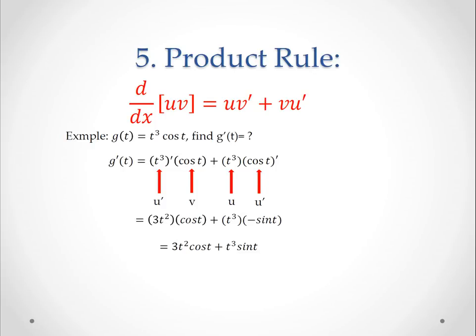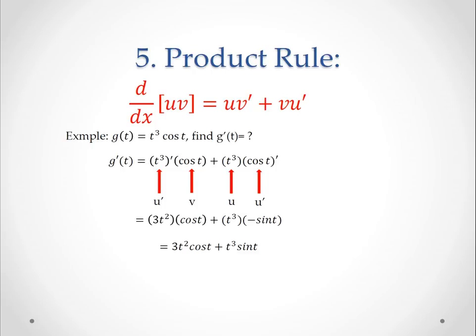First, we take the derivative of the first term, t to the 3rd power, and then times the second term. Then, we take the derivative of the second term times the first term. In this case, the derivative of t to the 3rd power is equal to 3 times t to the 2nd power, which we learned in the power rule before. So we keep the same second term: 3t to the 2nd power times cosine t.